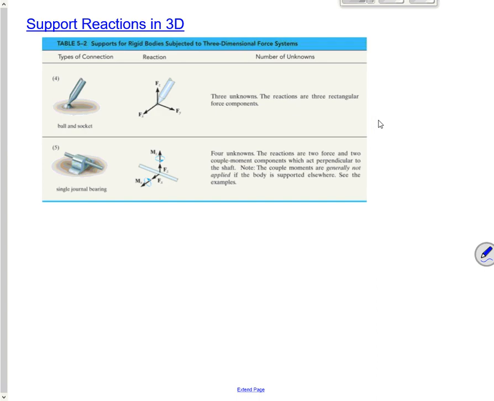The big ones are ball and socket and a journal bearing. And a ball and socket doesn't produce any moments. It'll produce 3 forces, but no moments, because I can rotate it around that ball and socket. A journal bearing produces forces and moments in 2 directions only. In other words, that shaft is free to slide through the journal bearing, and then it's also free to rotate.